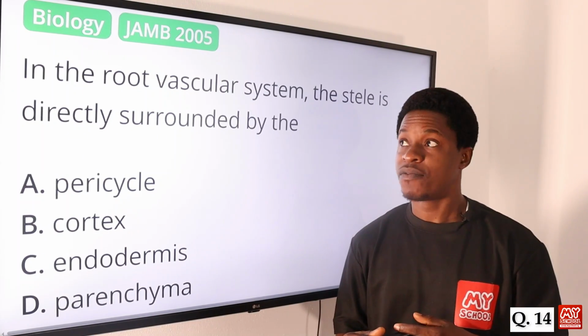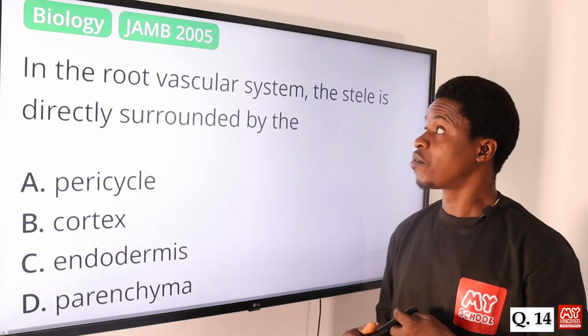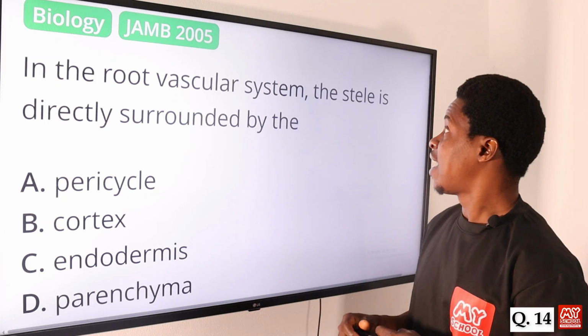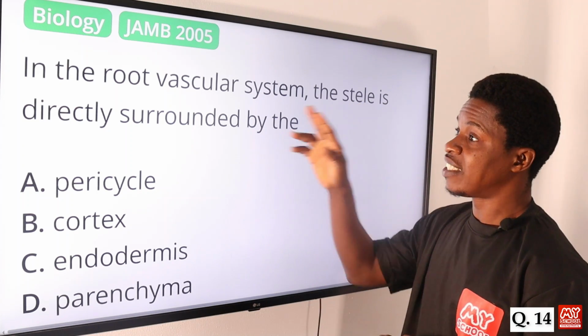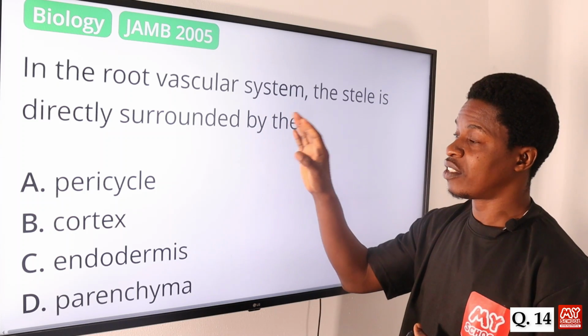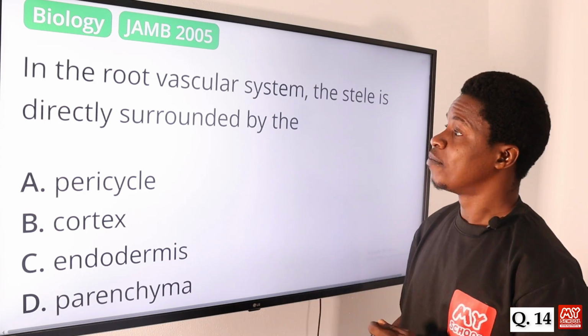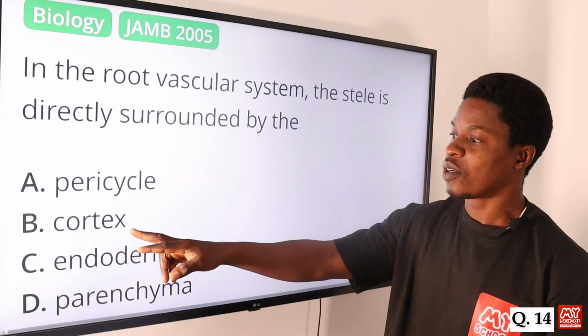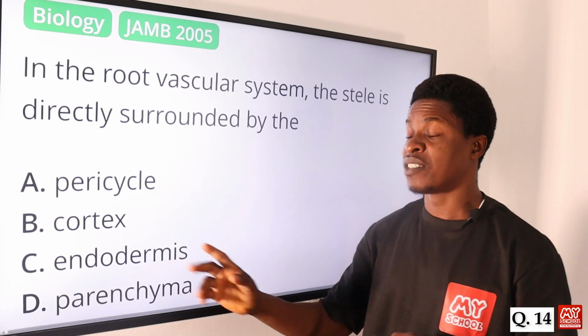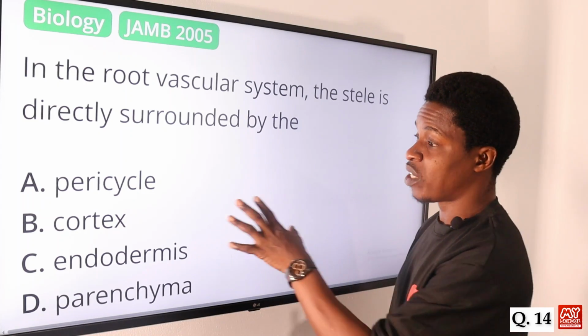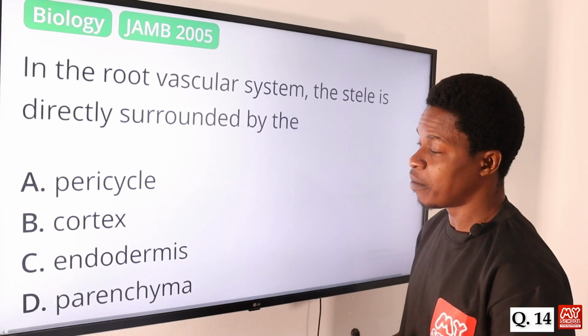Let's move on to question number 14. In the root vascular system, the stele is directly surrounded by the what? Pericycle, cortex, endodermis, and pericardium. Let's look at the diagram, the labeled diagram, to explain this and to choose the best answer.